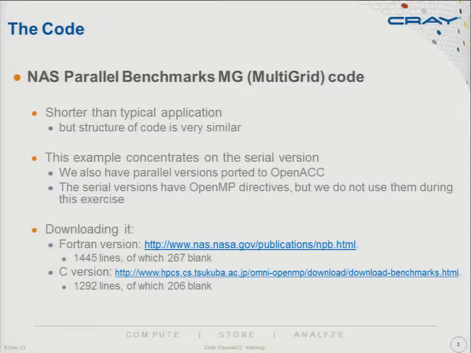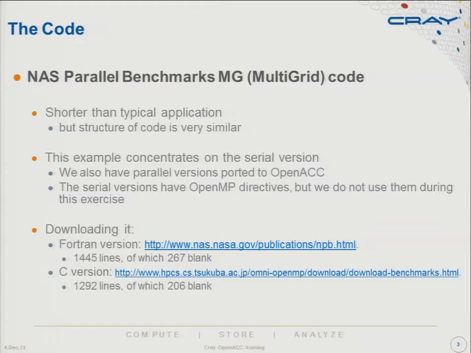So you may have seen the NAS parallel benchmarks. You can download them from the NASA website. There's a set of codes in there. Although they're called the NAS parallel benchmarks, I'm actually looking at the serial version of the code. So it's running on one node, and I'm going to be parallelizing it to run on one GPU. So it's not an MPI version of the code.